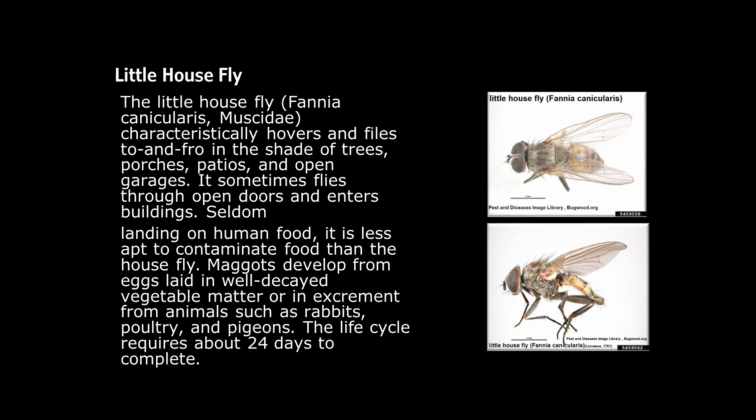Maggots develop from eggs laid in well-decayed vegetable matter or excrement from animals such as rabbits, poultry, and pigeons. The life cycle requires about 24 days to complete.